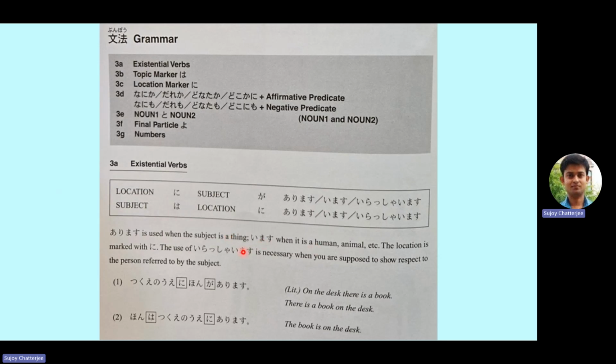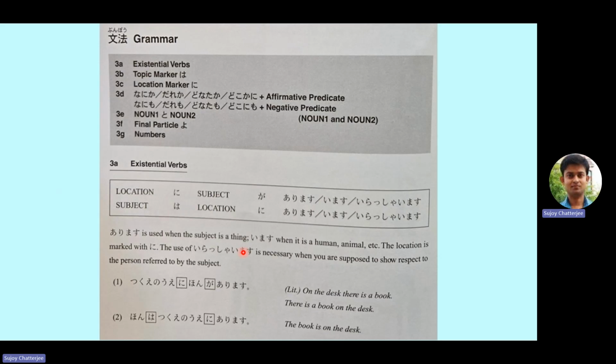So now what does that mean, arimasu and imasu? You might think that we already discussed this, right? This means is or to be. Now arimasu and imasu also mean the same. They also indicate the existence of something. As you know, it indicates the existence of something. For example, Watashi no namae wa Sujoy desu. My name is Sujoy.